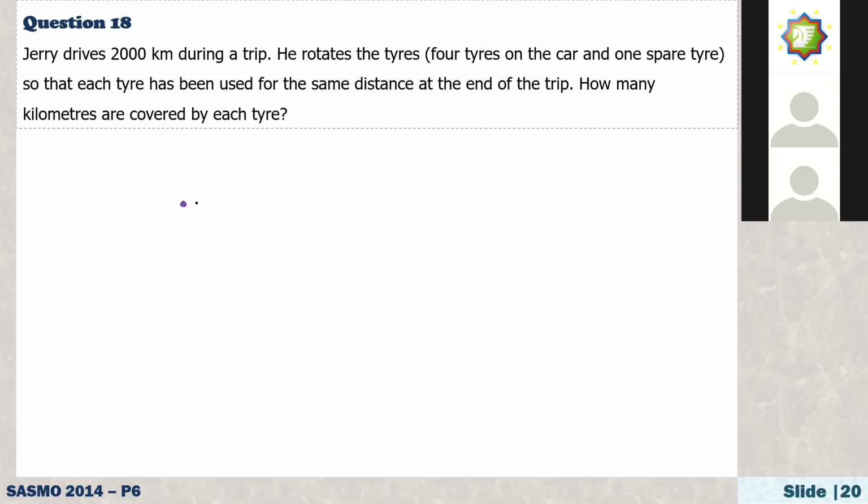Okay, here we are going on a trip, right? From A to B, maybe from one city to another city. The distance between these two cities, let's say, is 2,000 kilometers, okay? Every time you go on a trip by car, we usually have 4 tires, 1, 2, 3, 4. And in case something happens to one of the tires, we have one spare tire, right?